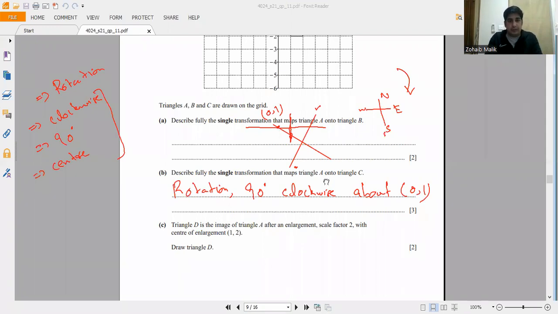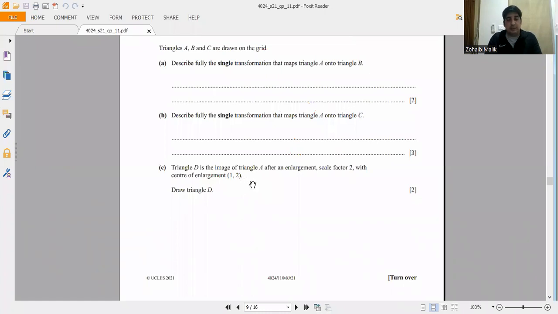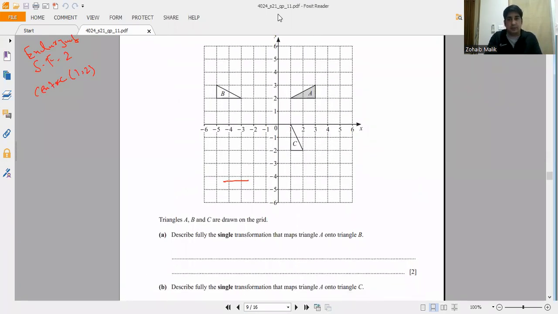Okay, the next is triangle D is the image of A after an enlargement scale factor of 2. So note the point: scale factor is 2 and we have to do the enlargement, and the center is 1 2. So it means we are supposed to draw the diagram now. Okay. Center, first of all we have to mark the center. The center is 1 and 2 and the scale factor is 2.